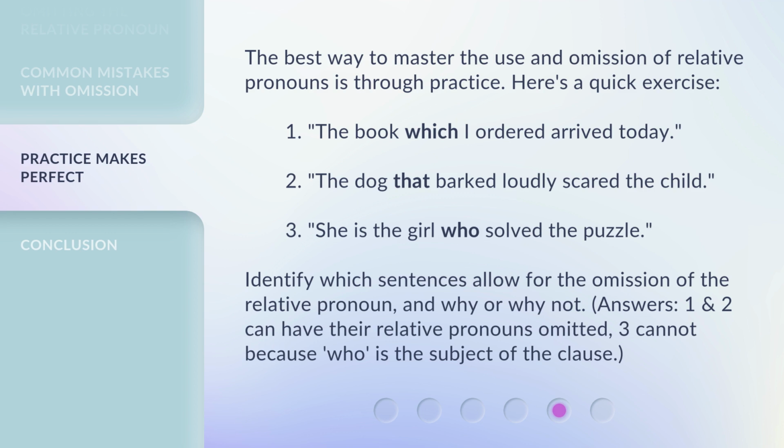Answers: 1 and 2 can have their relative pronouns omitted. 3 cannot because who is the subject of the clause.